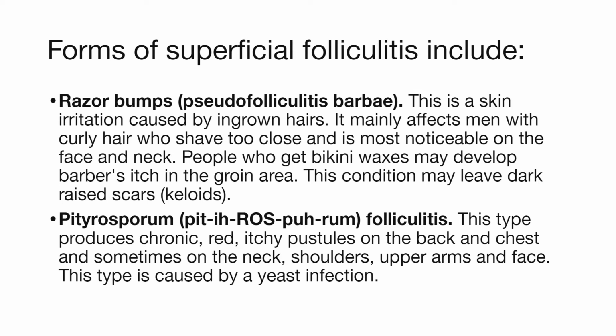And the last type of superficial folliculitis is pityrosporum folliculitis. This type produces chronic red itchy pustules on the back and chest and sometimes on the neck, shoulders, upper arms and face. This type is caused by a yeast infection. Yeast is a microscopic fungus consisting of single oval cells that reproduce by budding and are capable of converting sugar into alcohol and carbon dioxide.